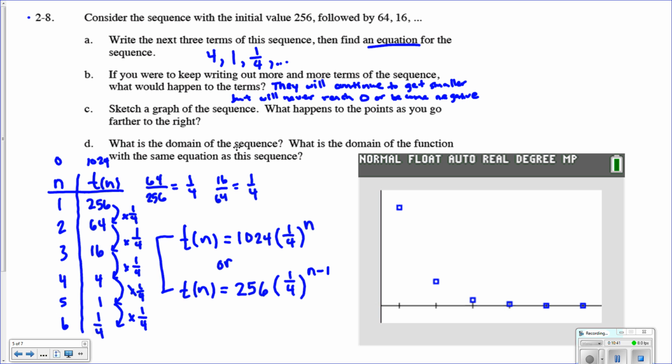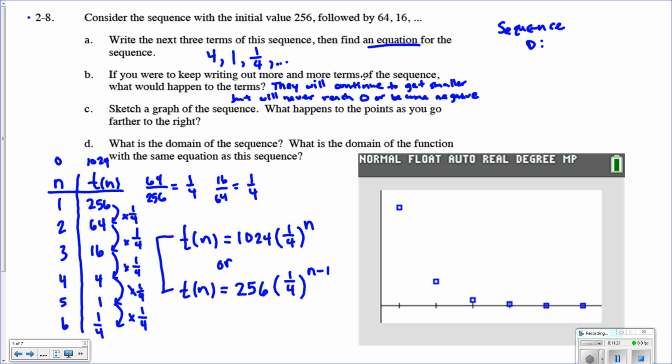Then it says, what is the domain of the sequence, and what is the domain of the function with the same equation as the sequence? So the sequence, that's an E there. Our domain is going to be, think about it here. These are all the input values here. Do we have a term that's 1.5? Is there a point in between there? There's not going to be.